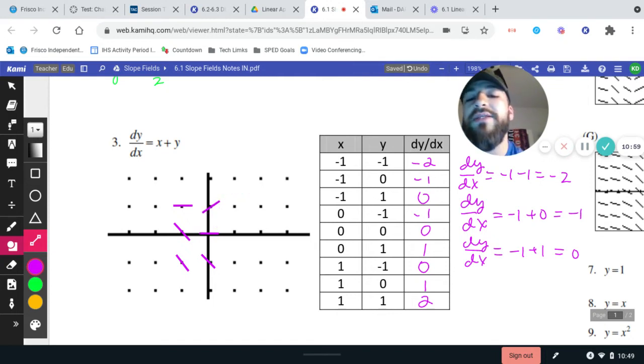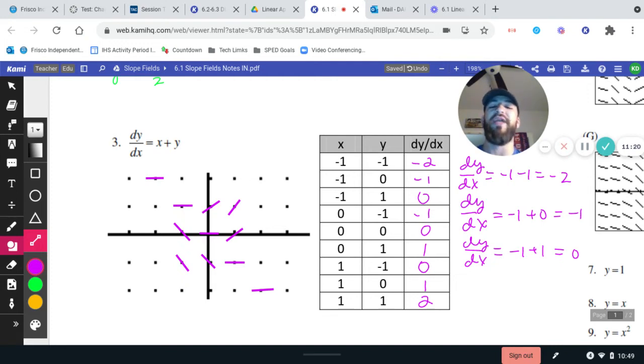1, negative 1 is a slope of 0. 1, 0 is a slope of 1. And 1, 1 is a slope of 2. And I said I wasn't going to finish it out, but I'm going to finish it out just for fun. So if I was to go all the way across this graph, and you, of course, can pause me and do this math to actually fill this out.